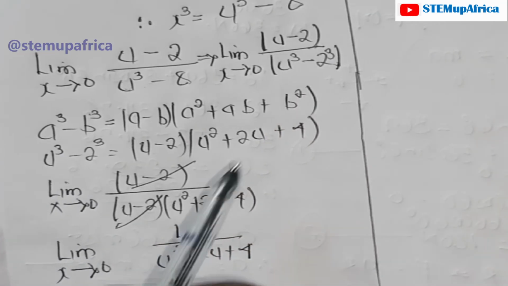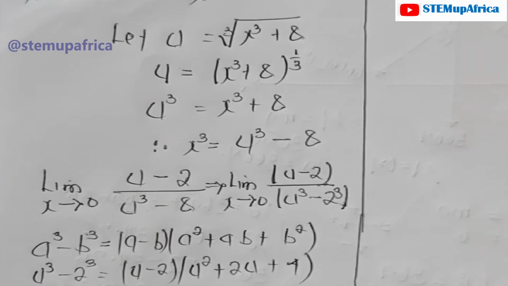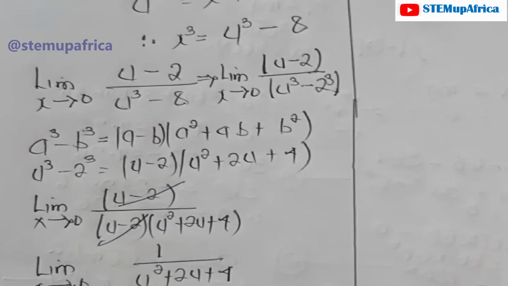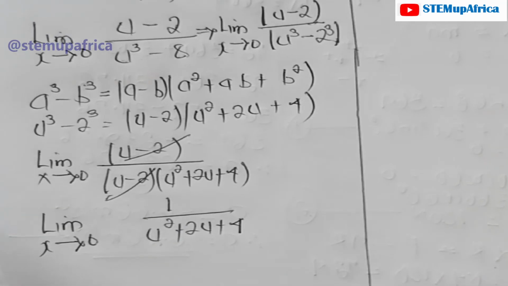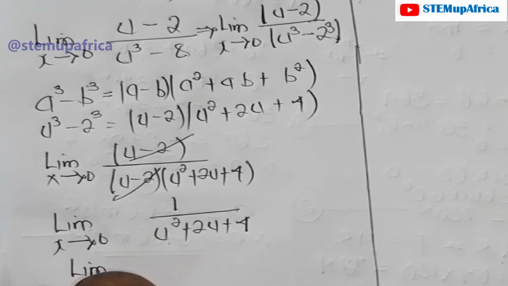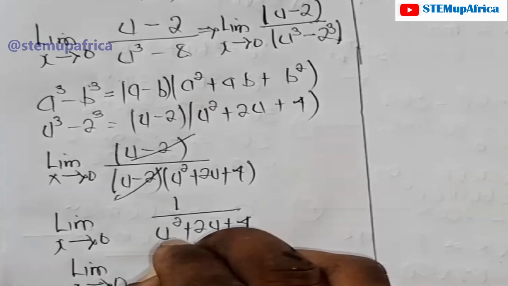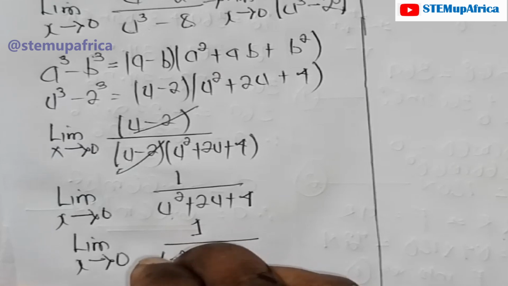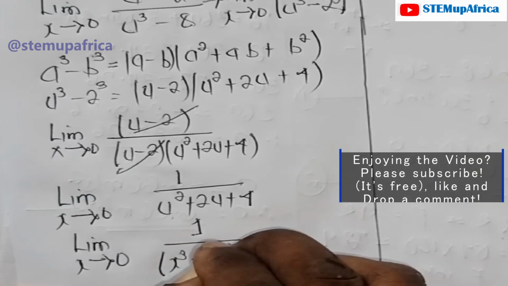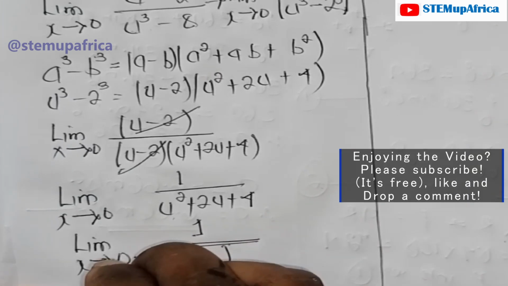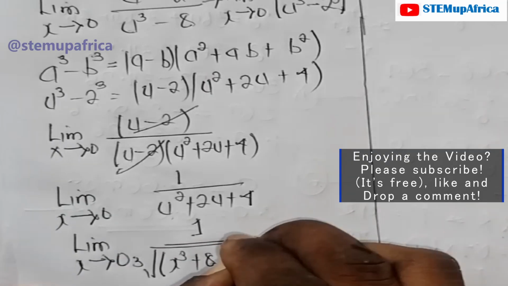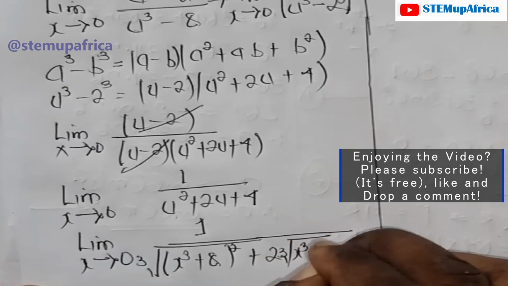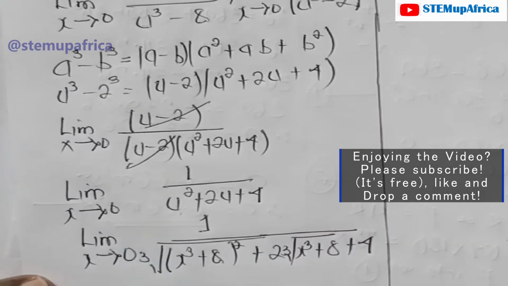So what is our u now? Let's substitute it back into the expression. Our u originally was the cube root of s cubed plus 8. Let's put it in place of u in each case. So I'm having the limit as x tends to 0 of 1 over the cube root of s cubed plus 8, raised to power 2, plus 2 times the cube root of s cubed plus 8, plus 4. That's what we are left with.